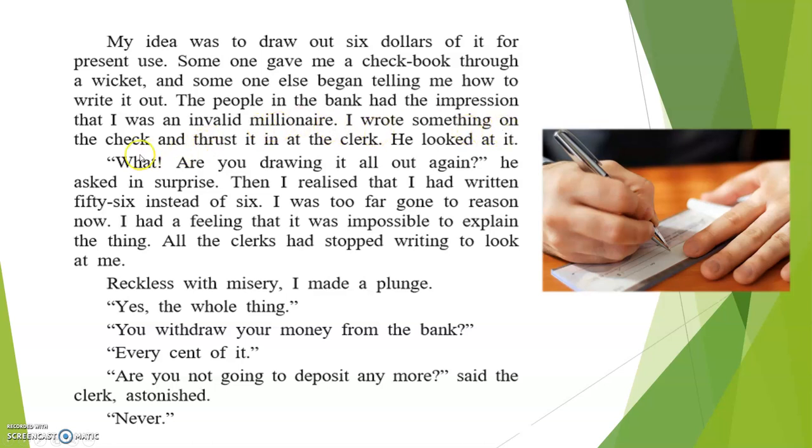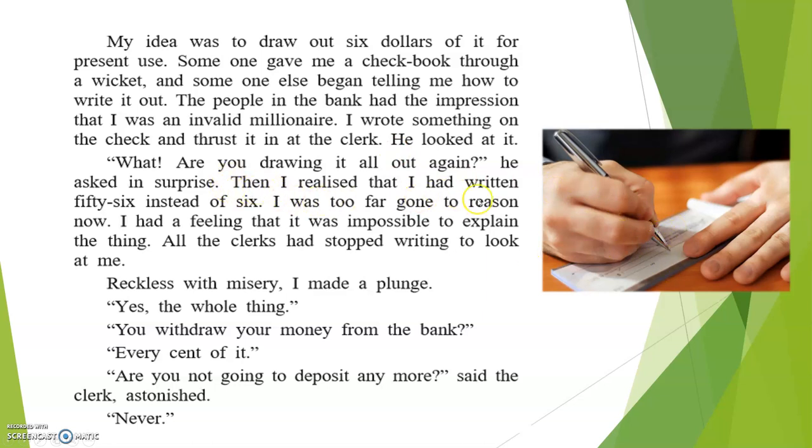So he wrote something on the check and he thrust it. He thrust it, meaning he pushed it in front of the accountant. Okay. It at the clerk. Okay? He pushed it at the clerk and he looked at it. What? Are you drawing it all out again? He asked in surprise. Now who's asking this? The clerk. The clerk is surprised, saying, what? Are you drawing it out all again? Now, how much did he deposit? He deposited $56. And what has he done now? He has written in the check also the same amount.